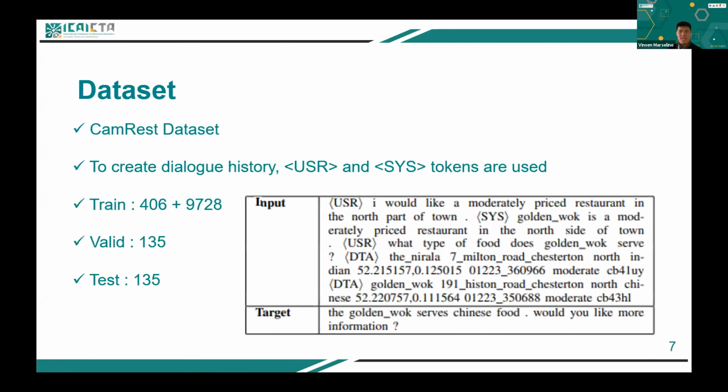And for the dataset, we use Camrest's dataset. Camrest is a multi-turn human-to-human dialogue dataset about restaurants around Cambridge. Because this end-to-end approach doesn't use dialog state tracking, we need to put the state of the dialog into the dialog history, or the input of the model. To create the dialog history, we use user and system tokens, as you can see in the table. For the first utterance from the user, we use the user token, and then for the system utterance, we use the sys token, and so on, until the last one is the user utterance.